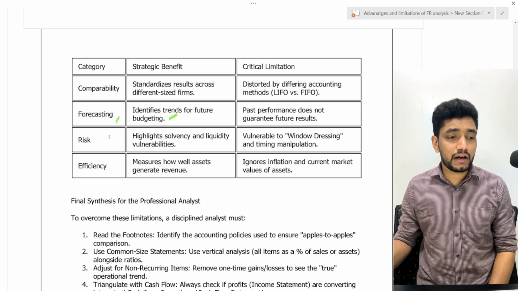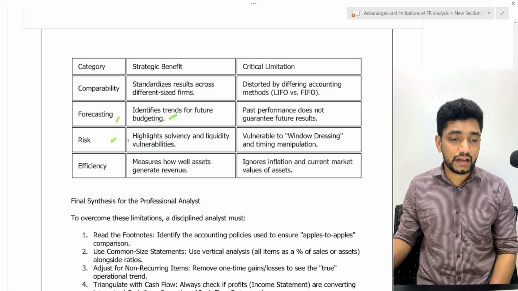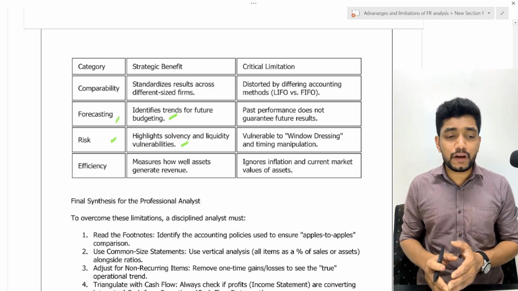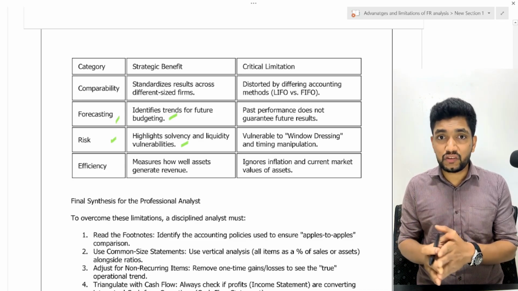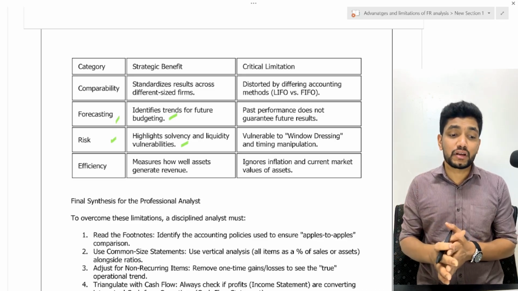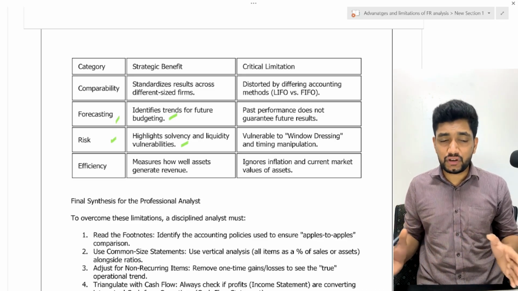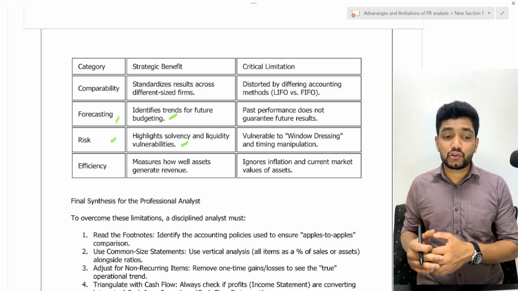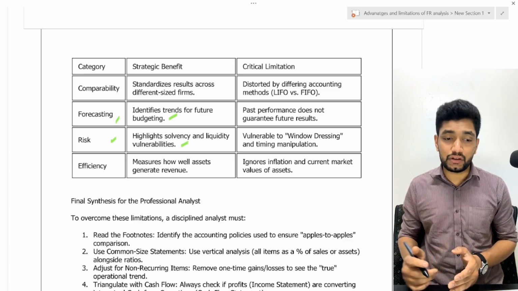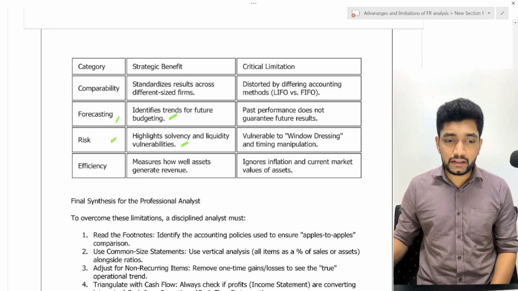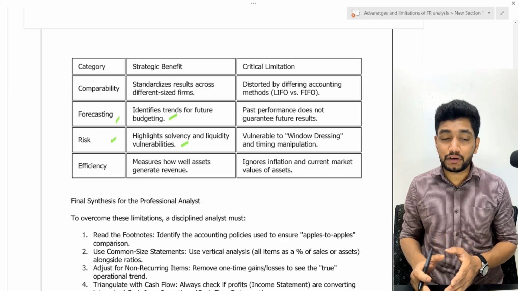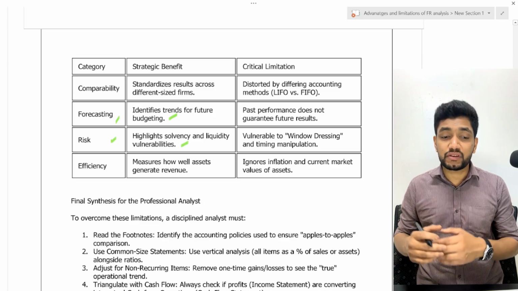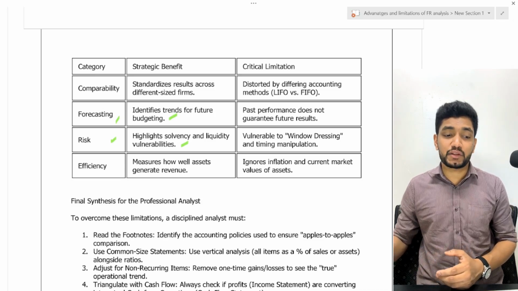So in the aspects of risk, highlight solvency and liquidity risks. If you are looking at the aspects of risk, the strategic benefit of ratio analysis is that it highlights the solvency and other liquidity risks in advance. Again, the limitation is that window dressing and timing manipulation can mislead the ratios and mislead the management decision as well.